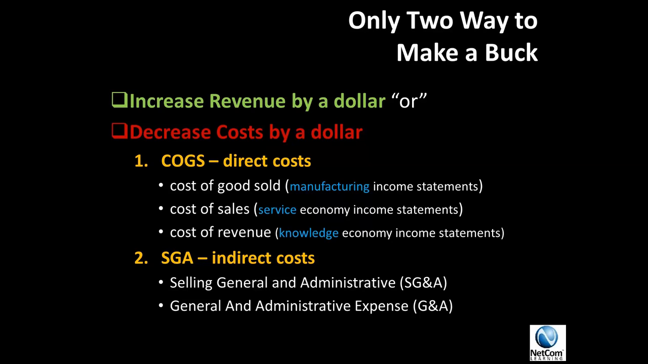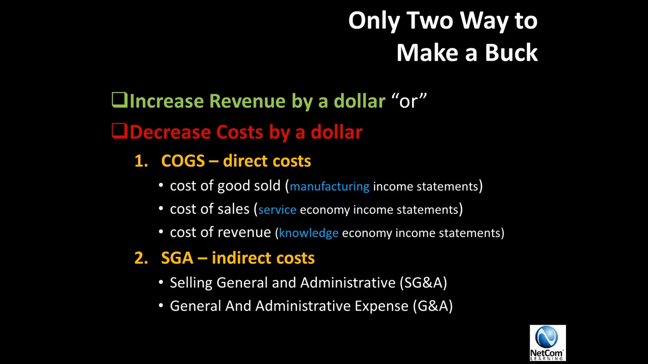Now, COGS is referred to as different names depending on the type of sector of the economy the business is in. In a manufacturing economy, it's often referred to as cost of goods sold. In the service economy, cost of sales. And in the knowledge economy, it is often referred to as cost of revenue. But it all refers to the same thing, the direct costs.